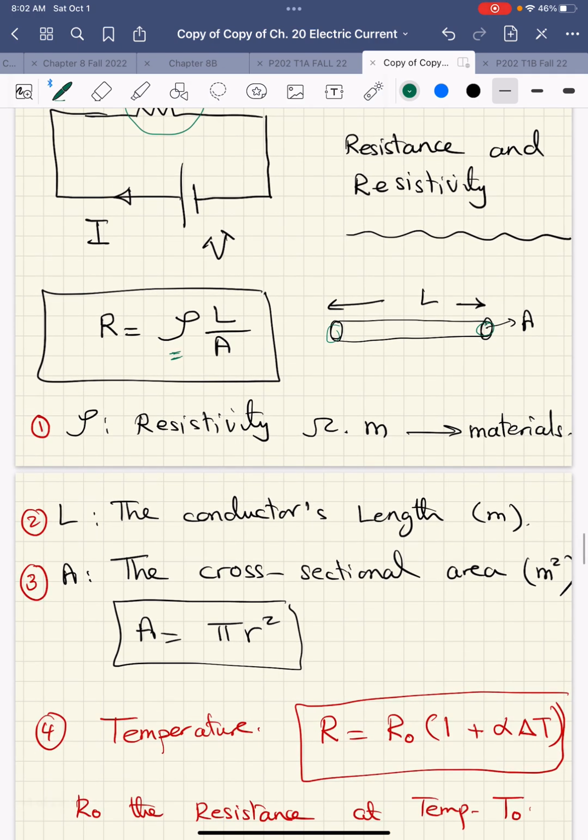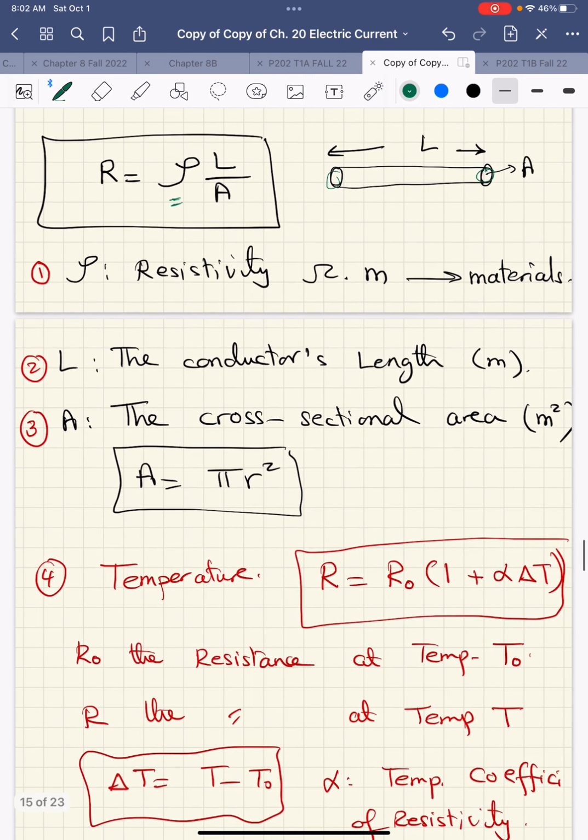Now that resistivity, which is the constant, is measured in ohm times meters. It has different numbers for different materials, and it tells you how much this material is resisting current going through it. L is the conductor's length in meters, and A is the cross-sectional area in square meters. The area is again pi r squared.